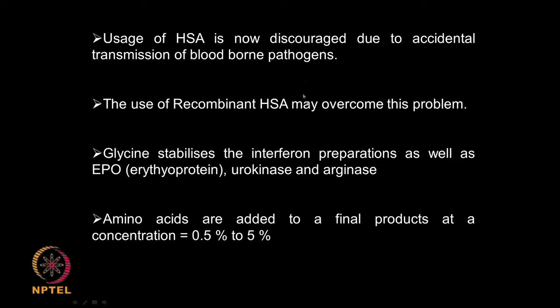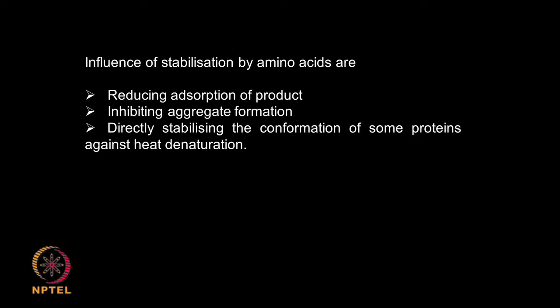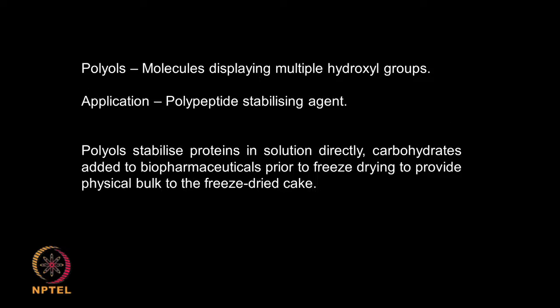So, recombinant HSAs, human serum albumins, are now coming in, and glycine also stabilizes the interferon preparation as well as EPO, erythropoietin. Amino acids are also added to final products at a concentration that can act as a stabilizer. These amino acids can reduce adsorption of the product, inhibit aggregate formation, and directly stabilize the conformation of some proteins against heat denaturation.